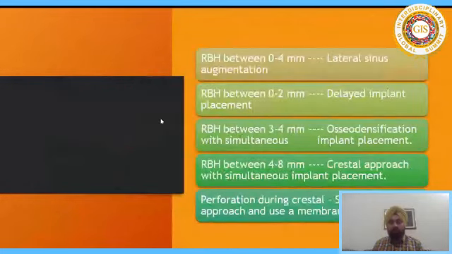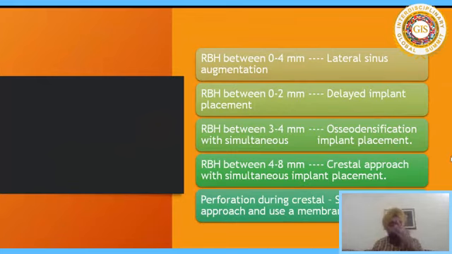There are some general criteria that can be followed for making a judgment over a lateral or a delayed implant like this. If the residual bone height, or RBH, is between 0 to 4 mm, you could go for a lateral sinus augmentation. When it is between 0 to 2 mm, you should always delay the implant placement. With a residual bone height between 3 to 4 mm, you can do simultaneous osteodensification, and implant placement can be done.